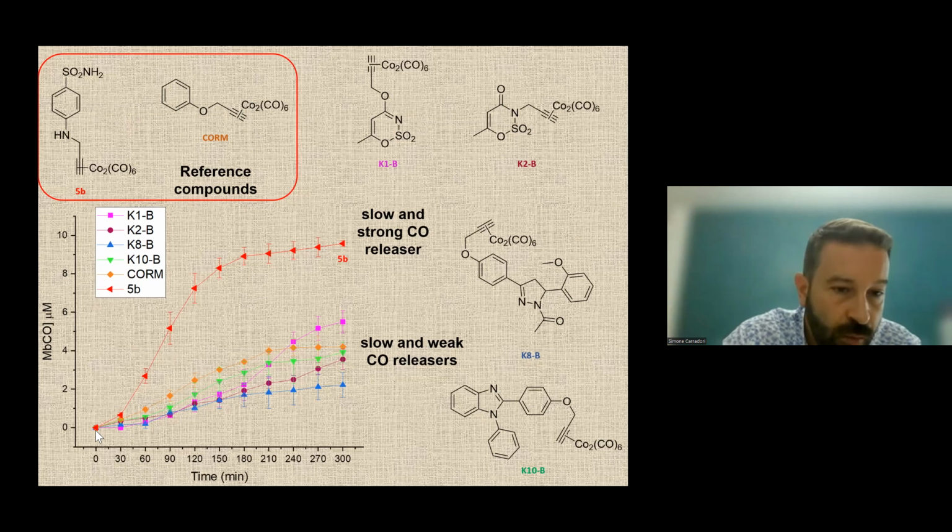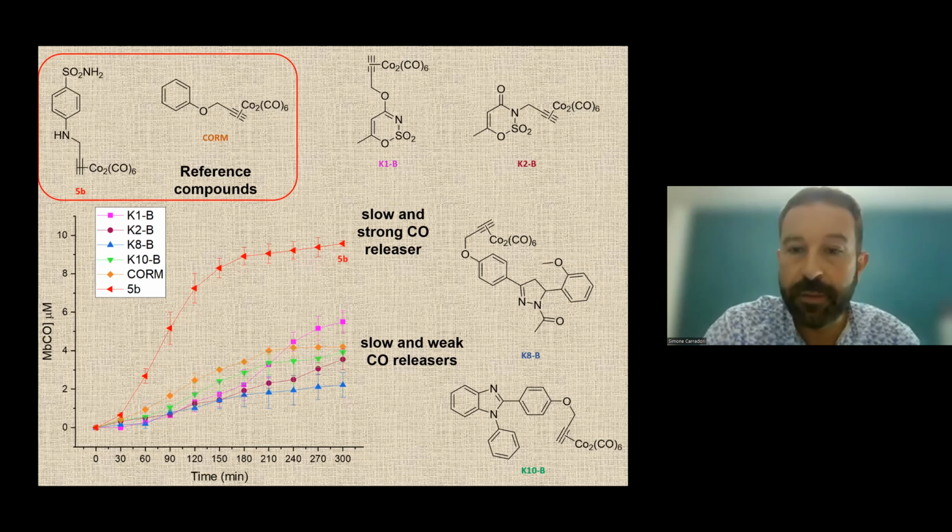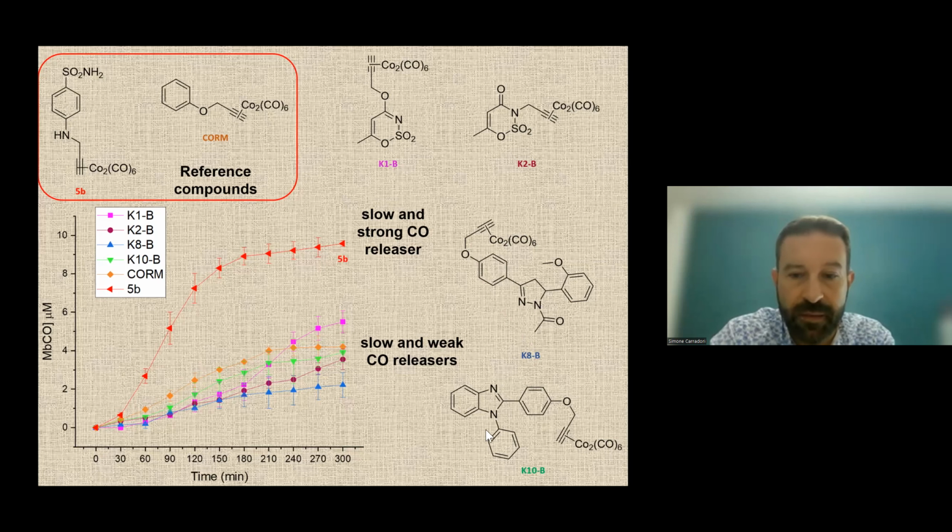Slow because, as you can see, all the compounds can release carbon monoxide after 30 minutes of the assay. Strong because, as you can see, the amount of carbon monoxide released is very, very high. Whereas CORM-1, the orange one, is a slow and weak carbon monoxide releaser with respect to 5B. These compounds, the benzimidazole derivatives, the pyrazoline derivatives, and also the acesulfame derivatives, are considered slow and weak carbon monoxide releasers because their curves overlap with CORM-1.